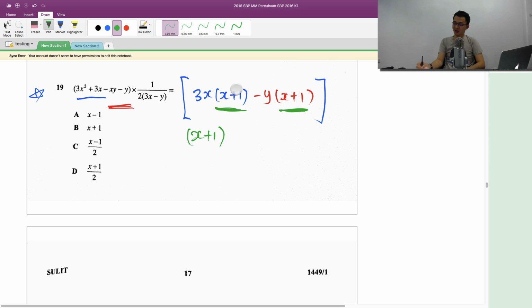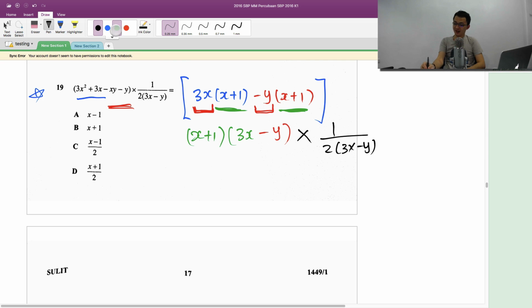So if I factorize out x plus 1, here you are left with 3x. And then here you are left with 3x. And then here if I factorize out x plus 1, you are left with minus y. Okay, this is how we do the factorization. So if you can't do this factorization, you might feel a little bit confused.